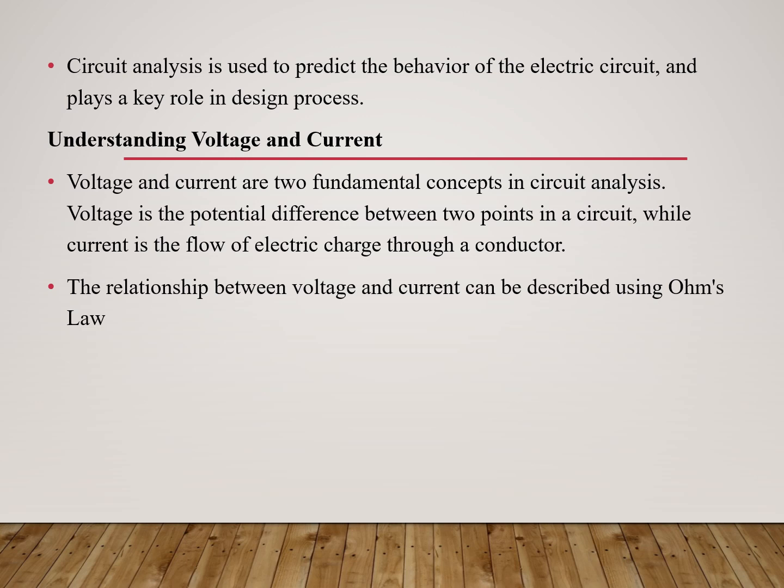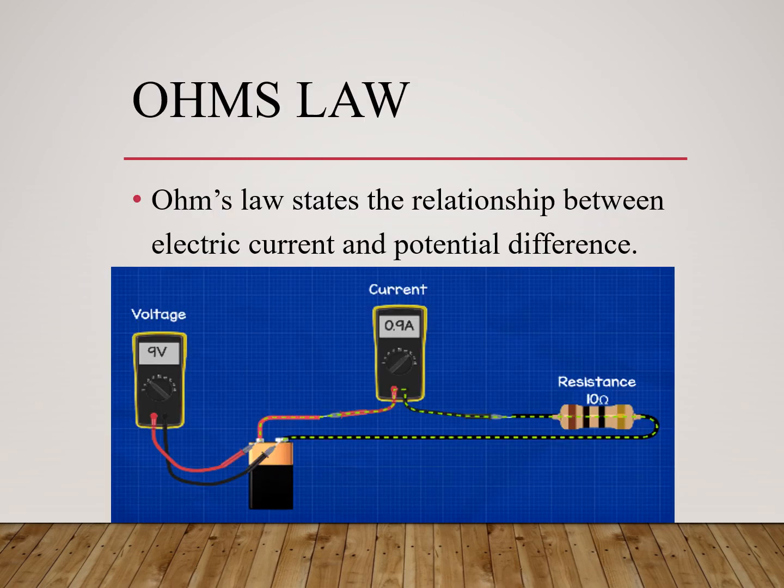What is meant by voltage? Voltage is a potential difference between two points in a circuit, while current is a flow of electric charge through a conductor. The relationship between voltage and current can be described with the help of Ohm's law. Ohm's law states the relationship between electric current and potential difference.